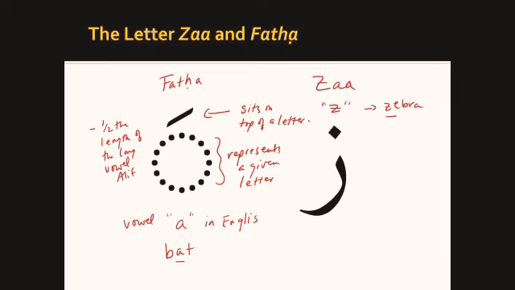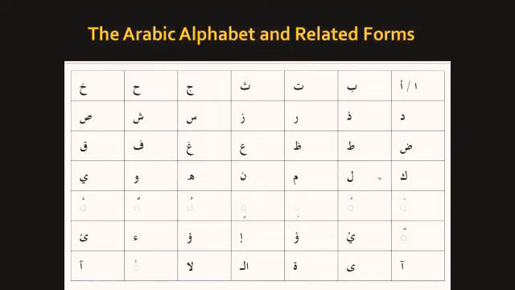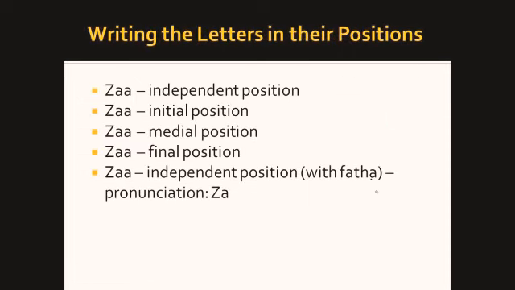Okay, let's look at where the za is in our alphabet. And again, we're moving from right to left in Arabic, and our za is right here. That's our za, and our fatha is over here. So this is the za and the fatha. Great. Let's look at the za in its different positions.